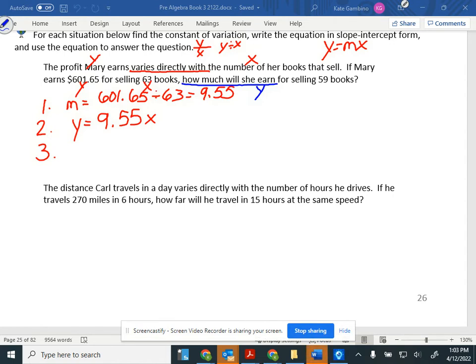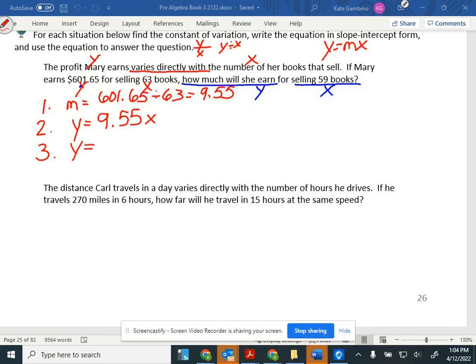So what is the x? Caitlin? Yeah, the number of her books that sell is our x. So you have to look at your y and your x. Actually go in and label it. Keep it clear in your head. What's my y? What's my x? y is what she earns, the profit Mary earns. She earned $605. How much will she earn? That's my y. I don't know the y, so I don't have a y to plug in. That's my unknown variable.